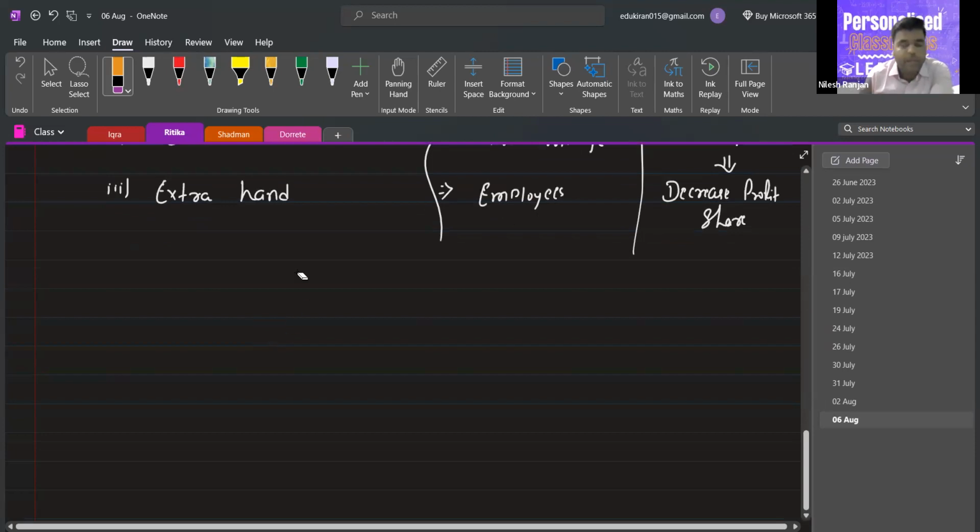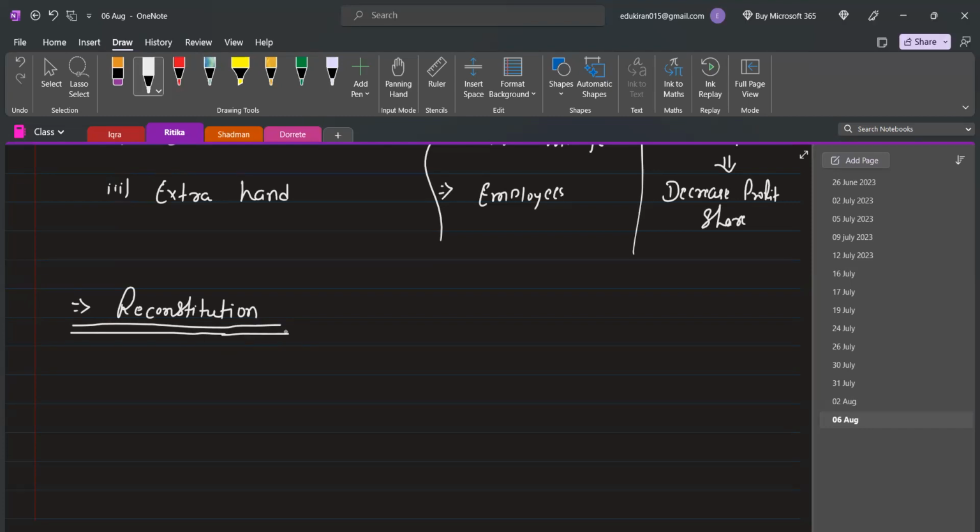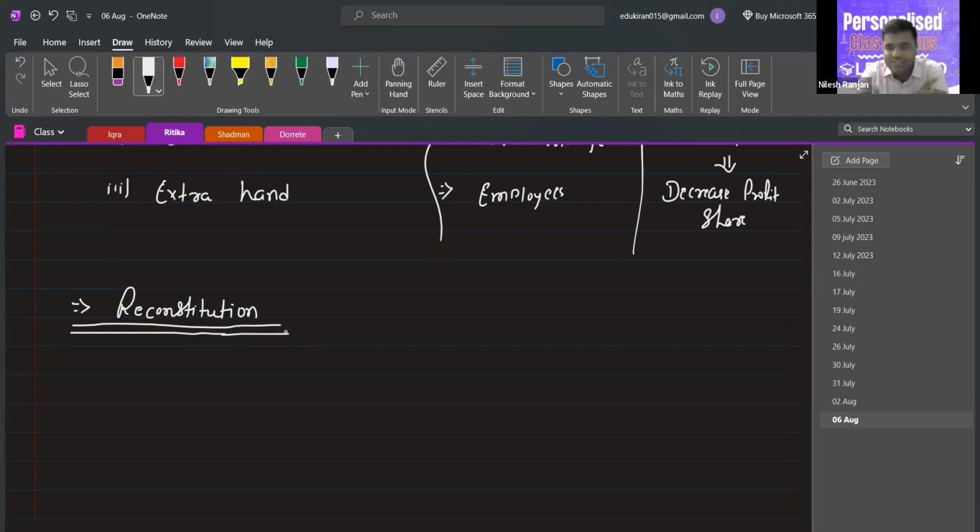In the previous chapter of partnership, change in profit sharing ratio, I told you a term that we use here, reconstitution. Do you remember this? Reconstitution. Can you tell me? Sir, are reconstitution and revaluation the same? No, revaluation is different.